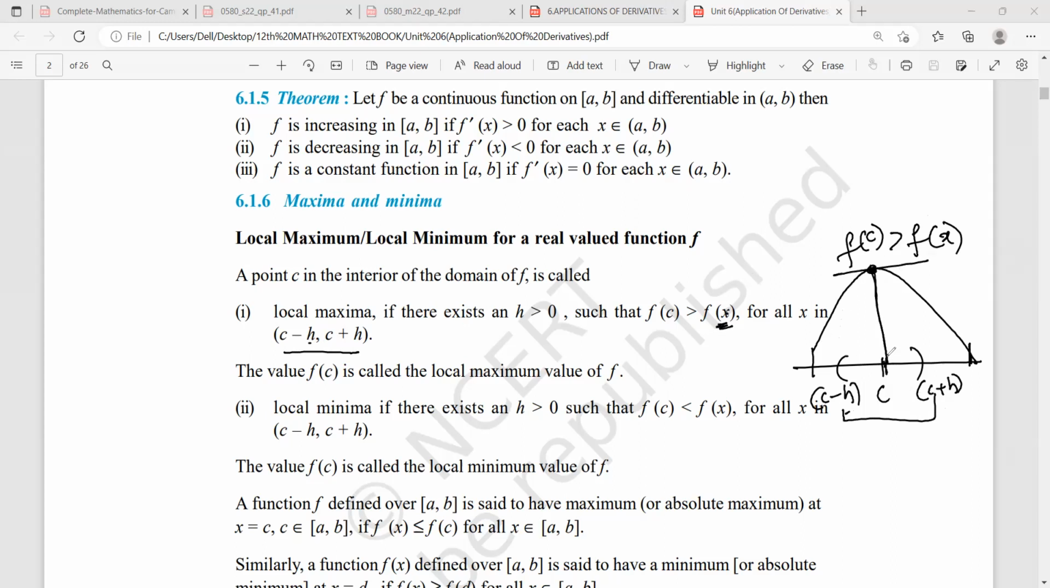Local means in the neighborhood of C. Only this much you consider. So this is the maximum, so it is a local maximum. Similarly, there is local minimum.